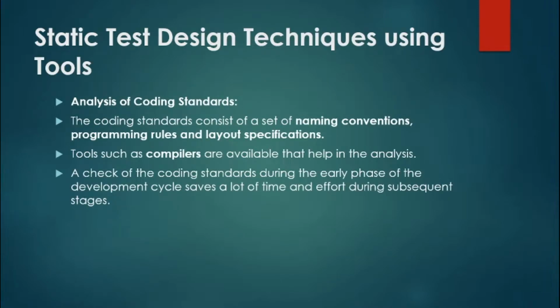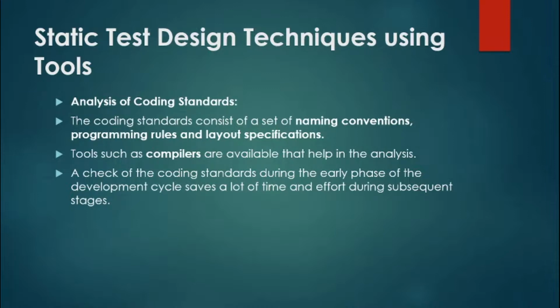Okay. Now, the static test design technique using the tools. When I am talking about the tools, it comes like analysis of the coding standards. The first one is analysis of the coding standard. So when I'm talking about the tools, the coding standard consists of naming convention. If I am naming any element, there should be a convention or standard naming format which I should follow to name any particular element. Programming rules, layout specification.